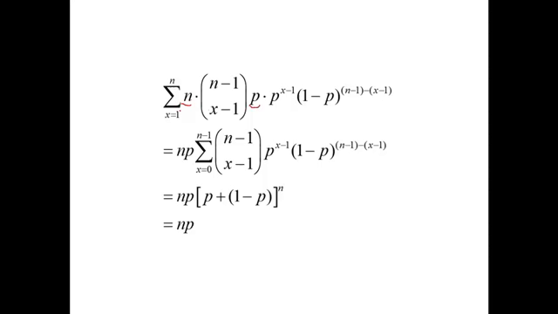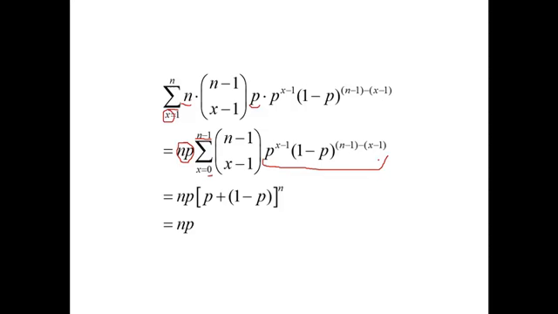And neither my n nor my p has an x in it. Okay, and so that means I can factor them both out front. This gives me what's left: the sum from x equals 0 to n minus 1 of (n minus 1 choose x minus 1) times p to the x minus 1, times 1 minus p to the n minus 1 minus (x minus 1).